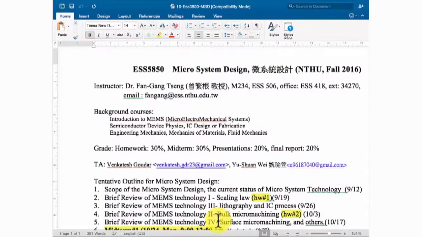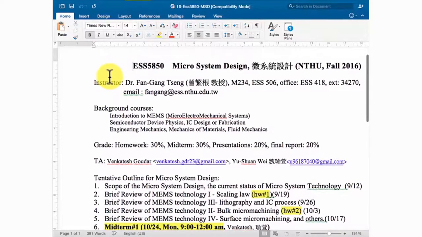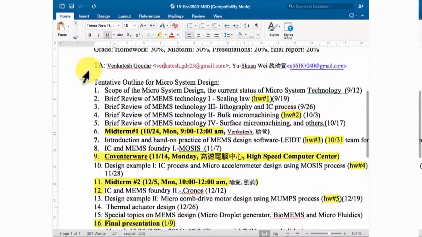Okay, so before the class starts, I'd like to introduce the course a little bit. Would you please look into your syllabus? The syllabus is also showing on the screen here. The course name is Microsystem Design. Actually, it's a very important and general course for the design of microsystems. These are for the whole semester. It's a three-credit course, and I will be the instructor.